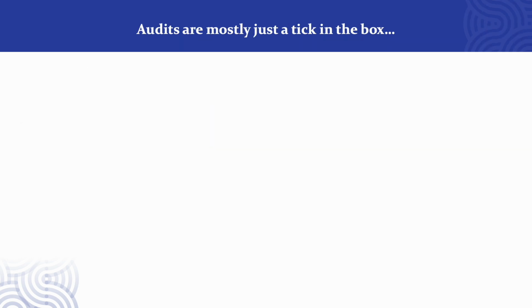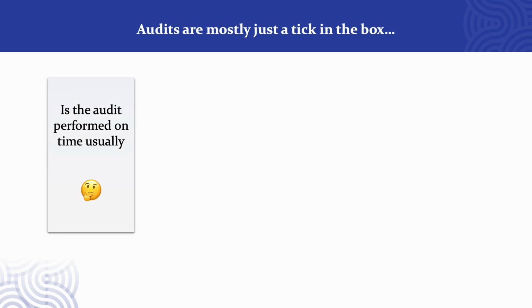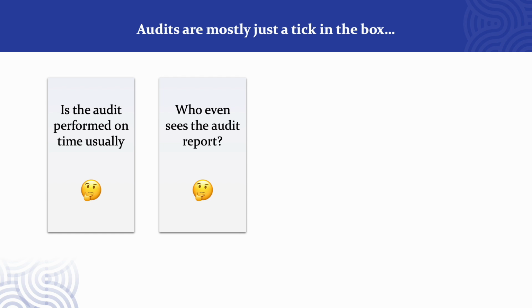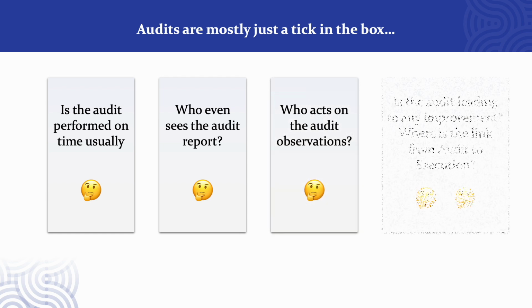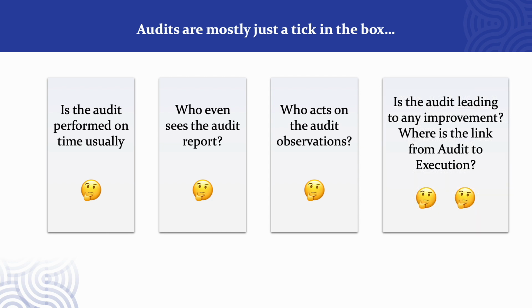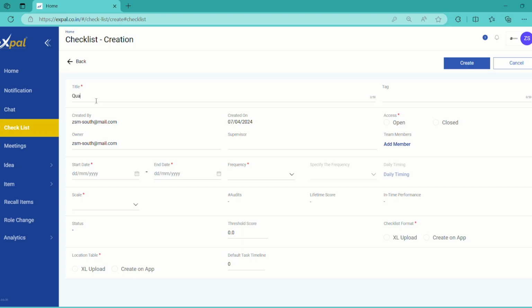In reality though, audits are usually just a tick in the box. Performing audits on time, analyzing audit reports, and closing the observations raised in the audits, the processes to ensure these are mostly weak. The link from an audit to action and hence continuous improvement is tenuous, defeating the very purpose of this activity. Expal automates this entire process, leading to dramatic improvements.